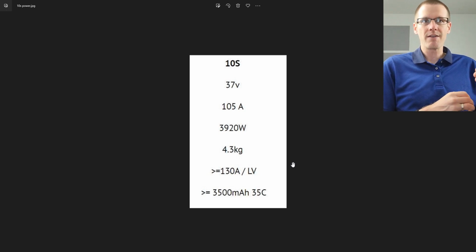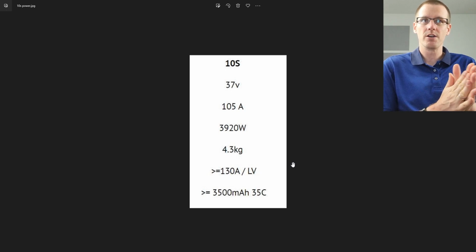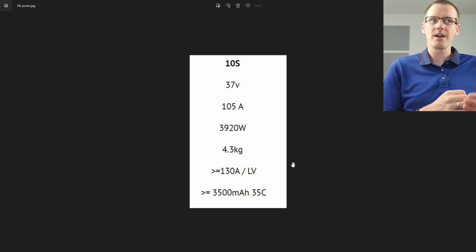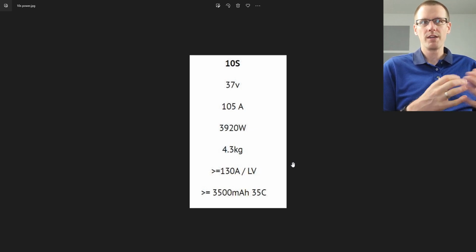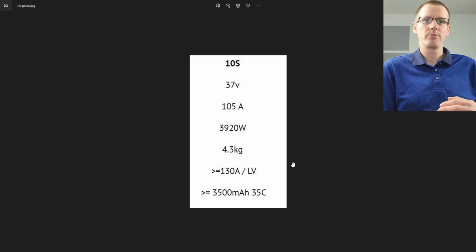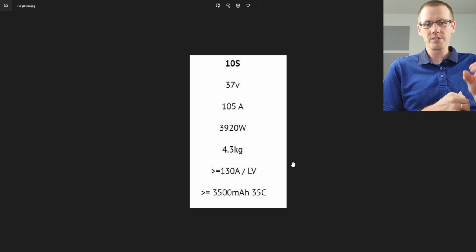In this case, I have a 1500 kV motor that I was looking at, and that will provide me with the specifications that we see here. 10S is 37 volts under load, and that gives us 105 amps, which then yields about 3,900 watts, very close to that 4 kilowatt mark, giving us a total of 4.3 kilograms of thrust from that fan system. So this is what we expect.